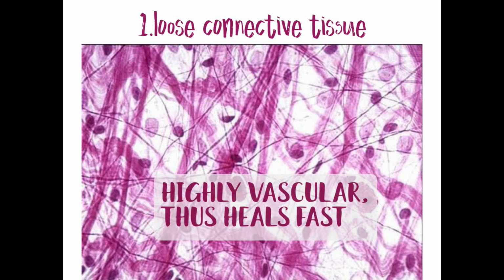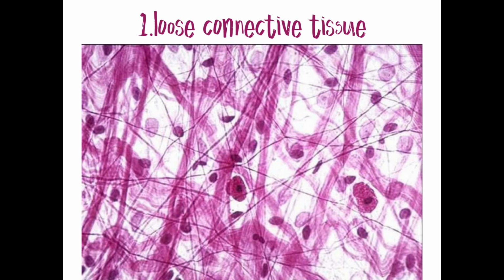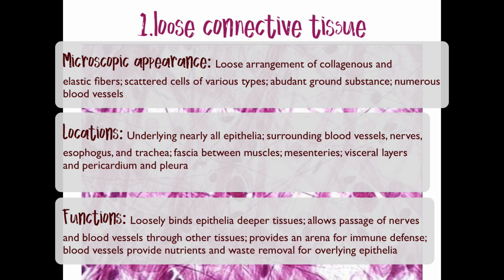Now, some of the areas where you would find loose connective tissue: you actually find it all over the body. It's underlying all epithelium. If you go back to the epithelial lectures, you'll see that with simple squamous or simple cuboidal cells, underneath those cells you'll see the ground substance just below it. So again, this is found basically all over the body. It surrounds blood vessels, nerves, the esophagus, the trachea, the fascia of muscle, the pericardium of the heart, and the pleura of the lungs.